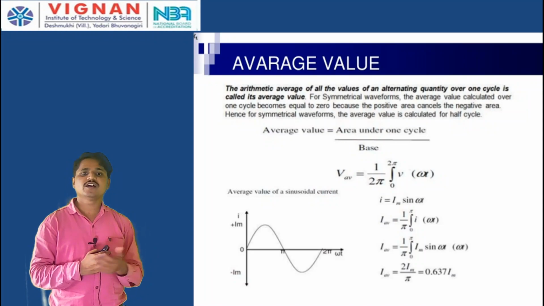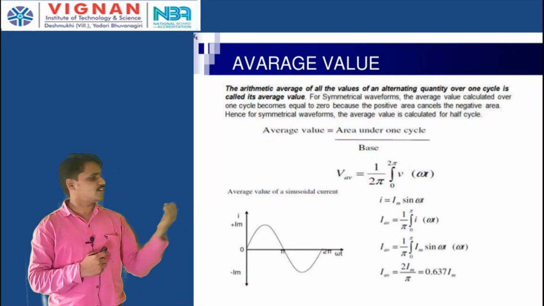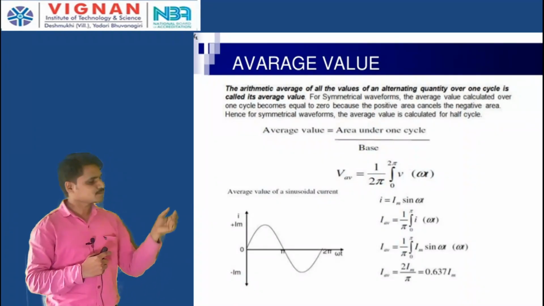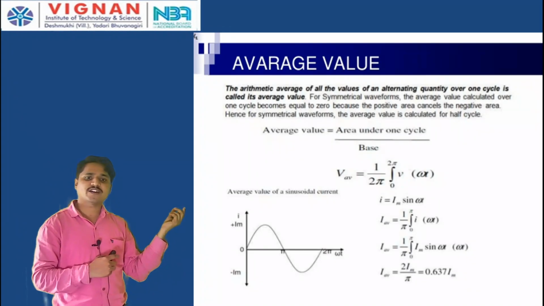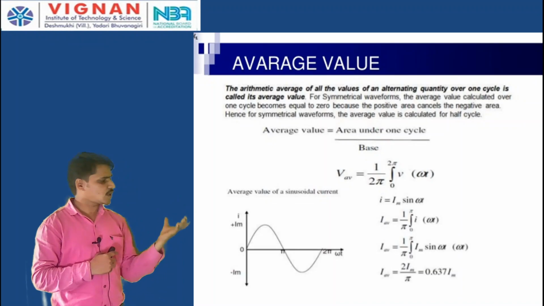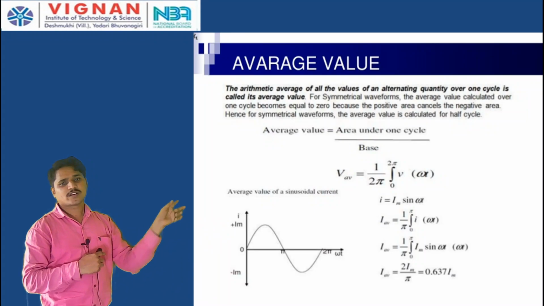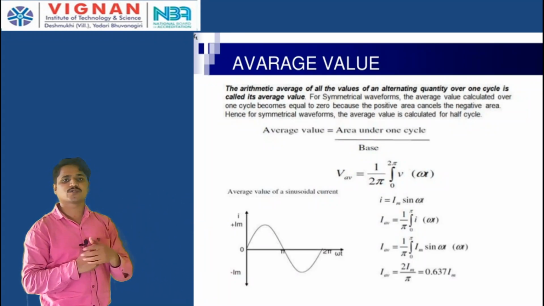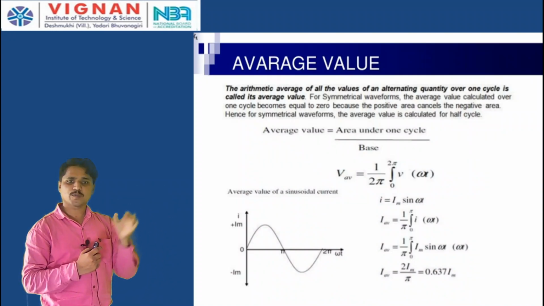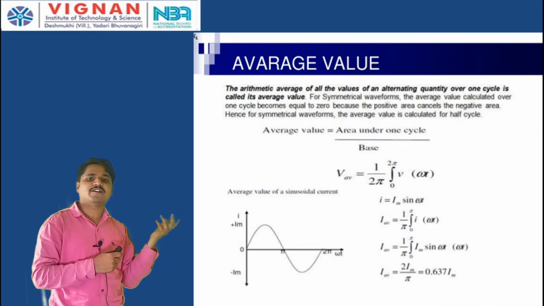How to calculate this average value, we will see in the coming classes, but for now let me take this example. For a sinusoidal waveform, I am calculating the average value. It is a voltage waveform, so V average is equal to 1 by 2 pi. What is the total time period? The time period of one complete cycle is 2 pi. So, 1 by the total time period 2 pi, integral from 0 to 2 pi of V of omega t, d omega t. From this you can easily calculate I average also. What is I average?